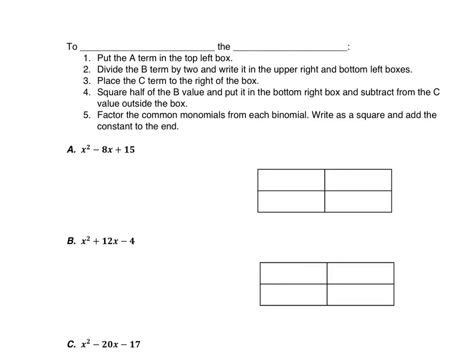In this tutorial, we will talk about completing the square. To complete the square, we're going to create a square binomial. So we start off with putting the a term in the top box. We have x squared. And then we split the b term in half because we want a perfect square, so these two diagonals should be exactly the same.